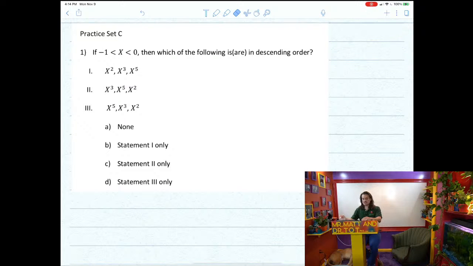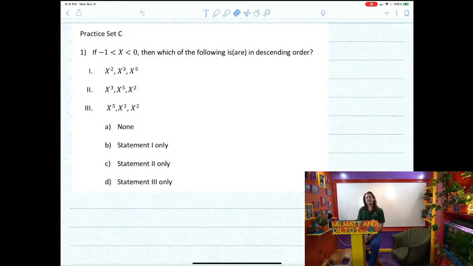Okay, this problem is actually a little bit tricky because our domain now is negative. We're talking about -1 less than x less than 0. So we're talking about numbers that are between 0 and -1, and obviously negative as well. So I'm going to give you a few extra minutes after I give you a few hints here.